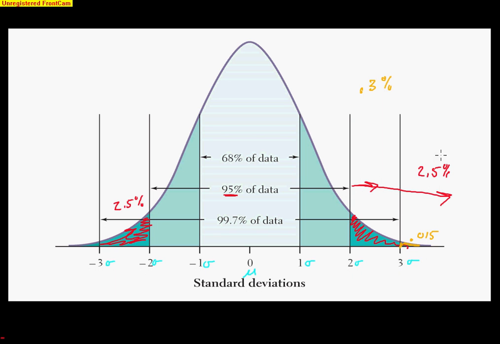So 0.3 cut in half is 0.15%. So anyway, I messed that up. 0.15%. Again, that's well less than 1%. 0.15% of data is actually above 3. Same thing down here below. 0.15% is below -3 standard deviations.